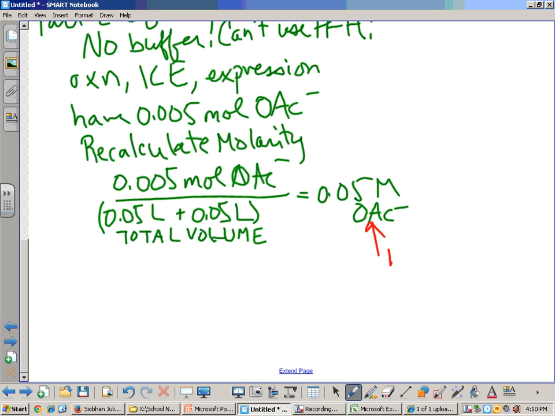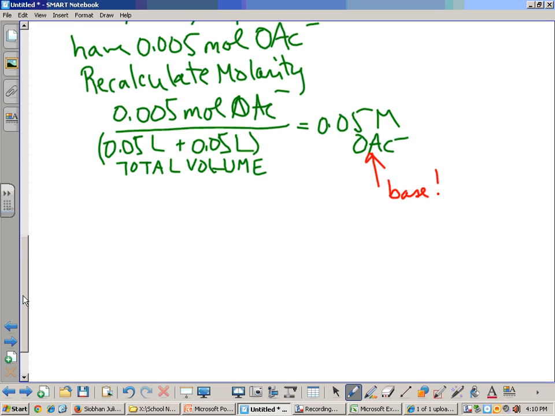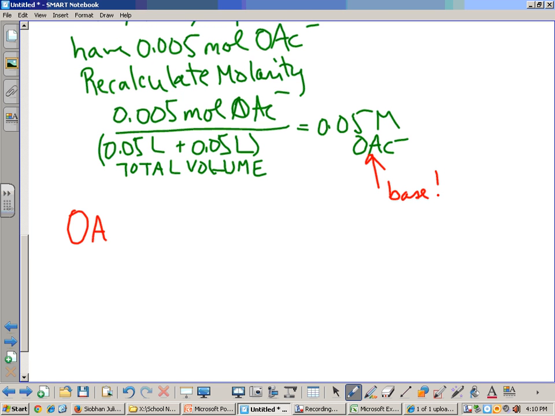That's a base. That fact will guide us for the rest of the problem. What's in the flask? 0.05 molar acetate ion. That is a weak base. So we want to write a base dissociation reaction. Getting started, right? So we want to say OAC minus.